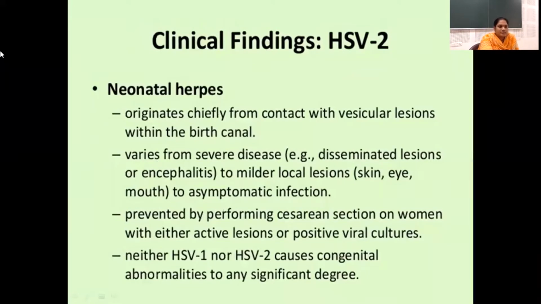Neonatal herpes originates chiefly from contact with vesicular lesions within the birth canal. It varies from severe disease to mild local lesions seen on the skin, eye, and mouth, to asymptomatic infections. It is prevented by performing cesarean sections. And neither HSV-1 nor HSV-2 causes congenital anomalies to any significant degree.